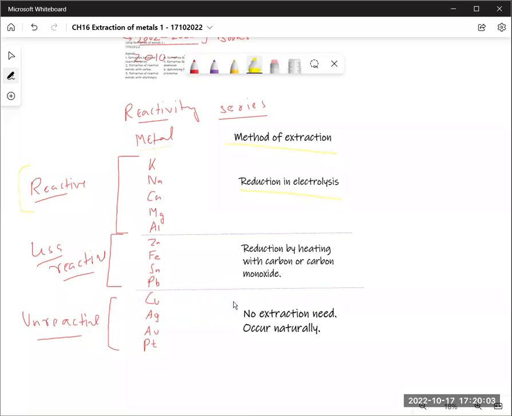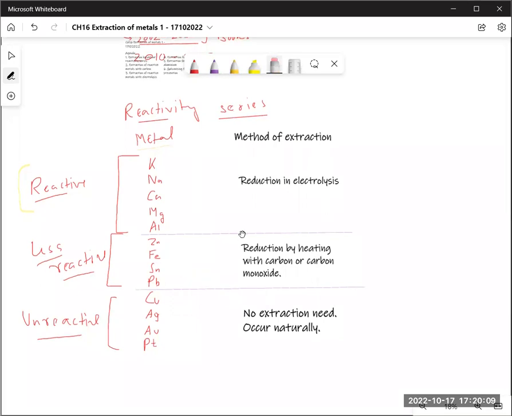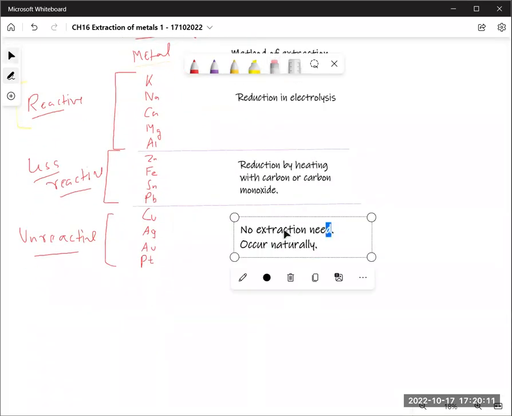You'll find when you go to, let's say, a mountain, you'll find copper and platinum as natural. You don't have to, let's say, take an ore. They don't have an ore. So no ore, no ore.